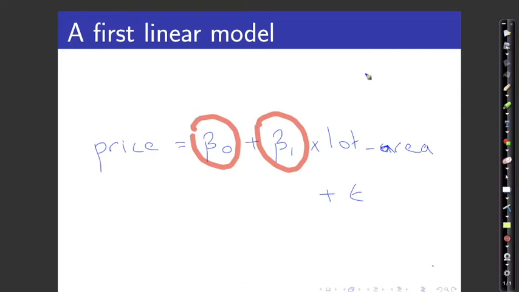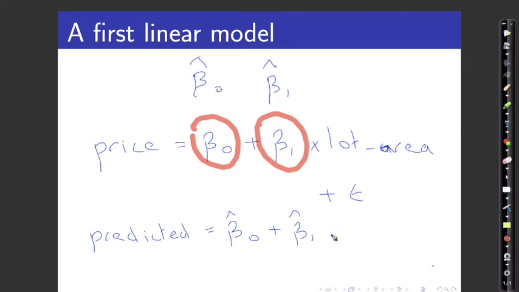If we could find out beta 0 and beta 1, we might represent them with a little hat, and then we could make predictions. We would say that the predicted price is going to be beta 0 plus beta 1 times the lot area. When we make a prediction, we don't know what the error is. How do we go about finding beta 0 and beta 1?